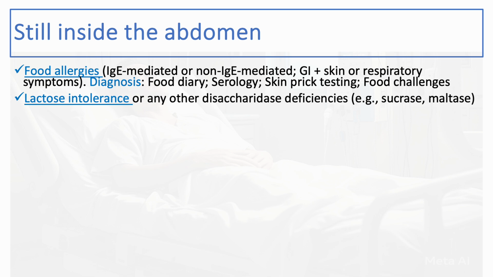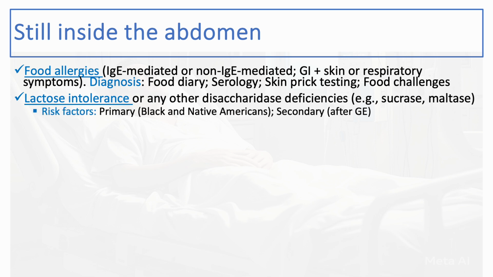Lactose intolerance, also a relatively common cause of abdominal bloating symptoms, kind of vague GI symptoms in general. Lactase deficiency is probably the most common one, but you can get other disaccharidase deficiencies like sucrase deficiency or maltase deficiency. Sometimes it could be just a primary disorder. You see that more in Black and Native Americans, but it could also be secondary to any GI pathology, including the common one, gastroenteritis. After some episode of gastroenteritis, a patient might develop symptoms similar to lactose intolerance for some time. That sometimes can be variable, a few days, weeks, or even a little bit more than that. So keep that in mind.